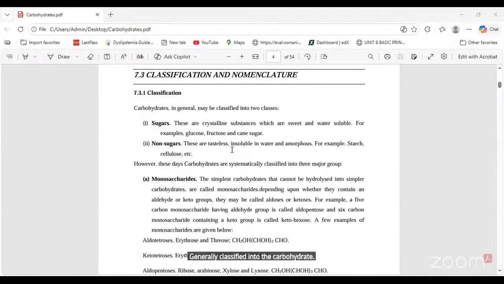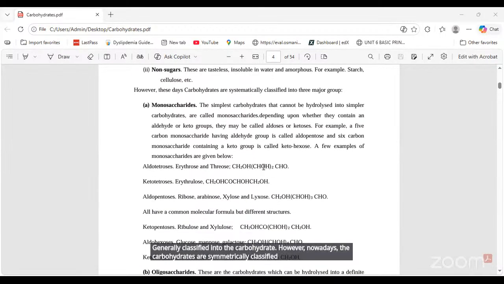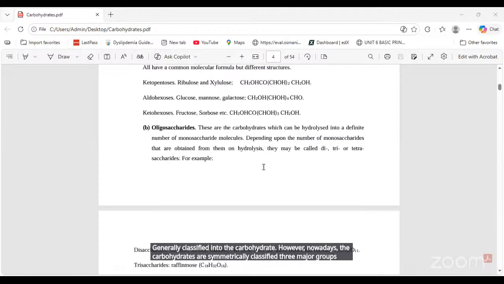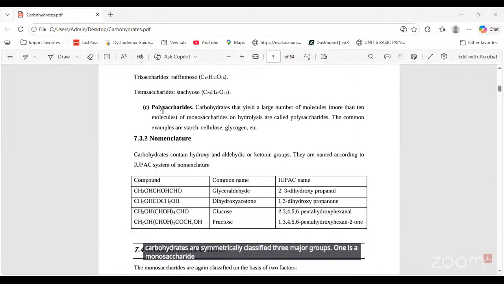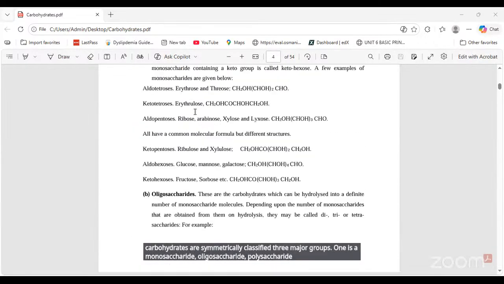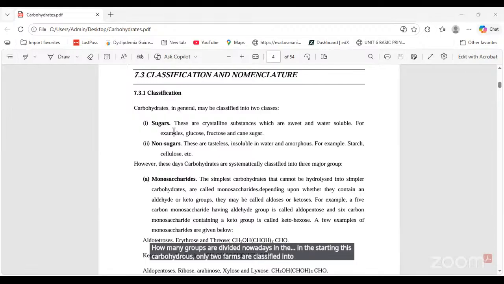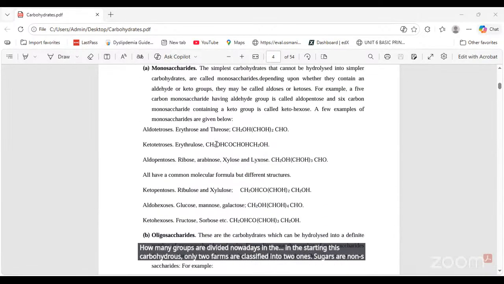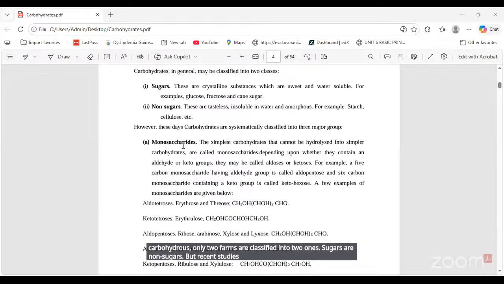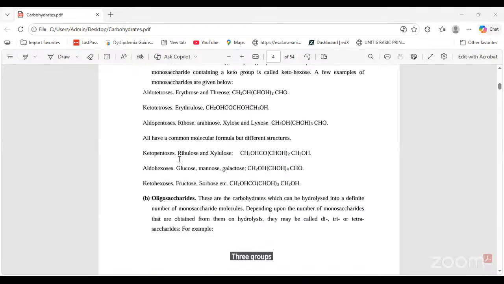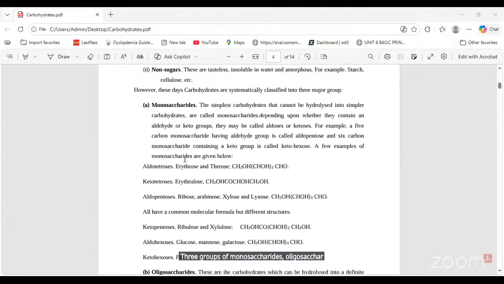However, nowadays the carbohydrates are classified into three major groups: monosaccharide, oligosaccharide, polysaccharide. How many groups are divided nowadays? Earlier, carbohydrates were classified into only two forms, sugars or non-sugars. But in recent studies, carbohydrates can be classified into three groups: monosaccharides, oligosaccharides, polysaccharides.